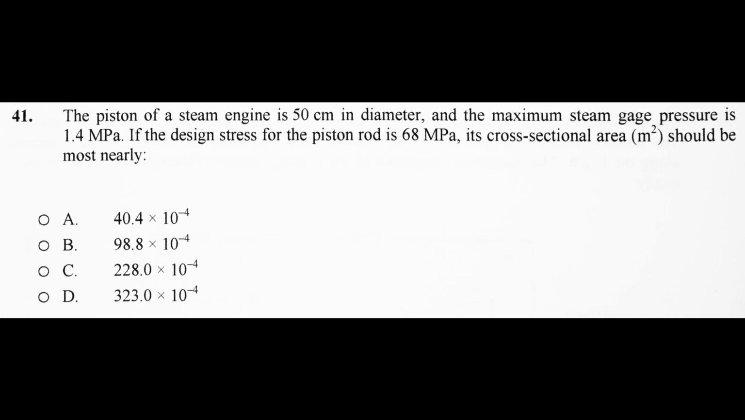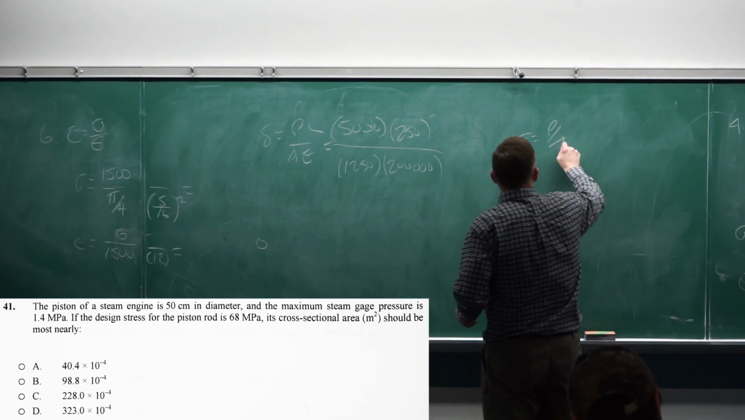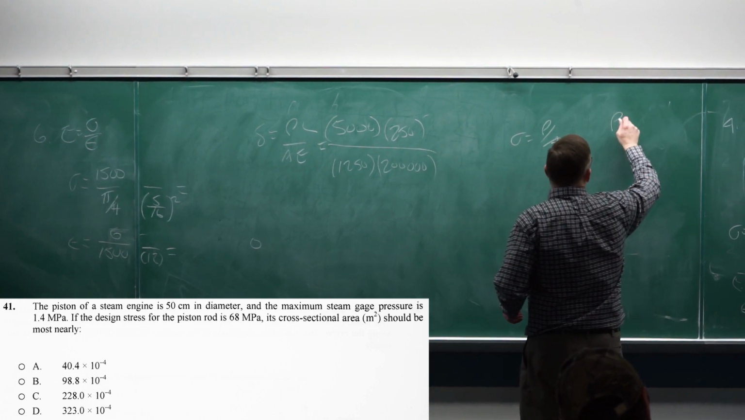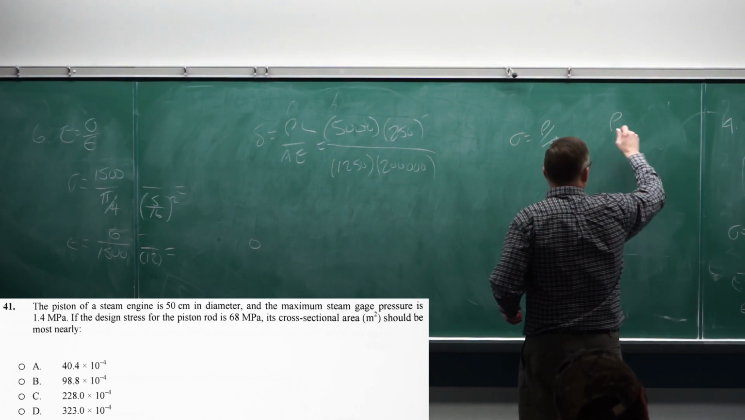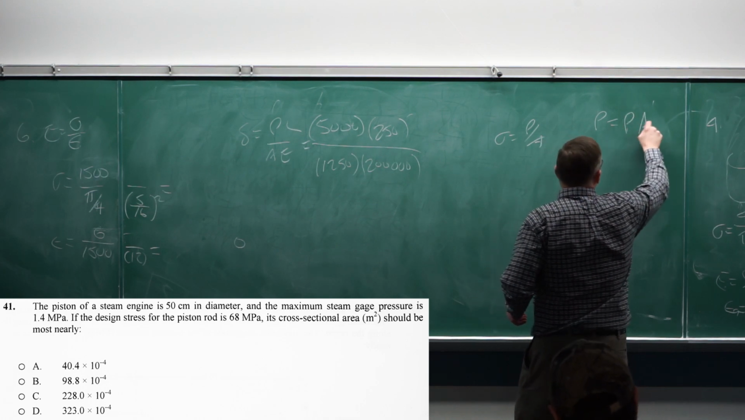Let's look at the next one here. Well, you need to first of all get force from pressure times area. And again, you're going to have to be careful with units on that. So again, this is going to start with stress is equal to P over A, but that P is going to have to come from pressure. Force P is going to have to come from pressure times area.